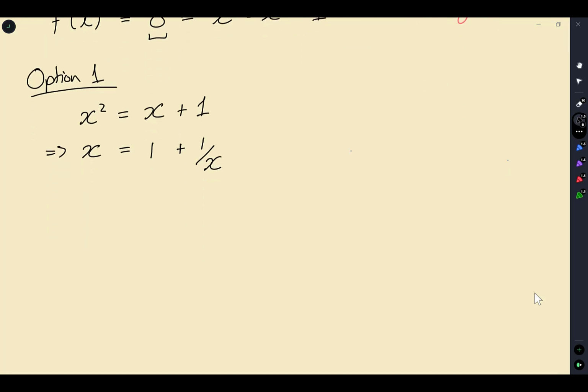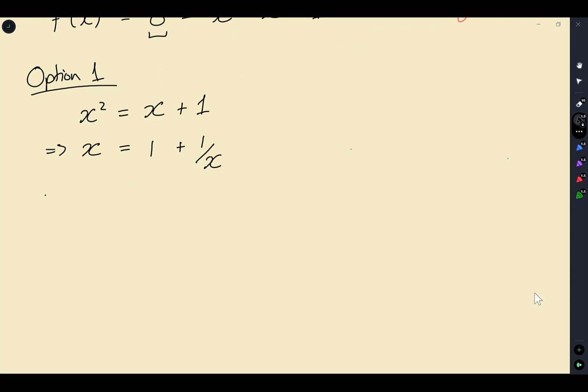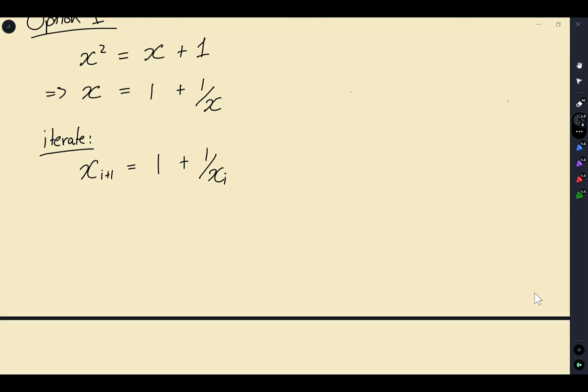So now we can iterate this function. The iteration form is going to look like this: xi plus 1 equals 1 plus 1 divided by xi, where xi is our initial guess, or whatever approximation we have from the previous iteration. So to start, let's use an initial guess, x naught, which is equal to 2. So this is our initial guess.